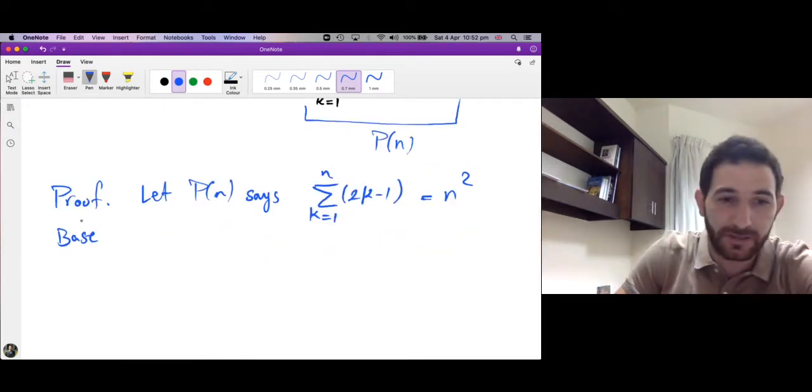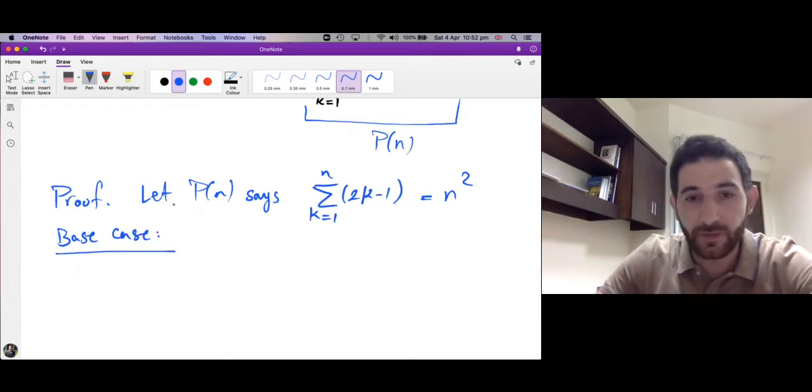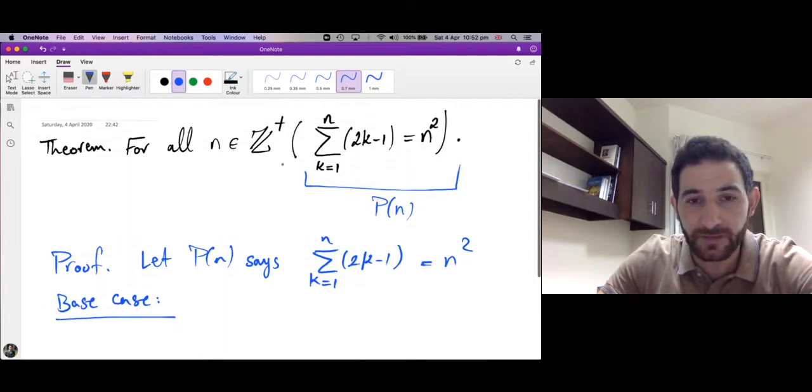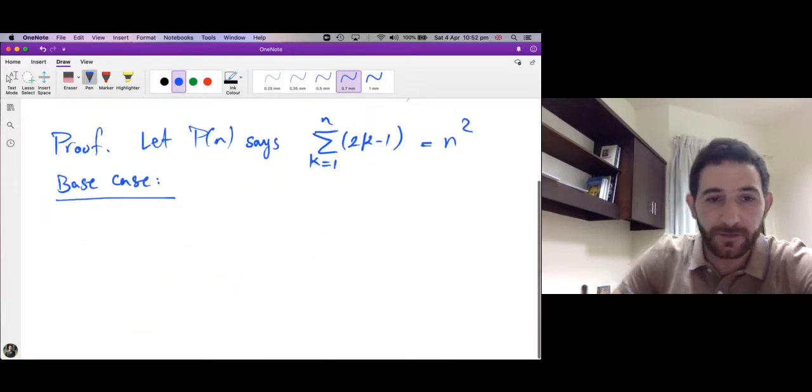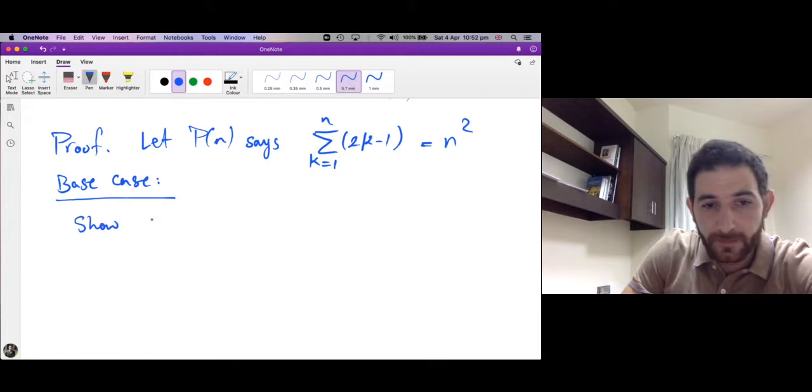So by mathematical induction, we need to do two things. First, we want to show that it holds for the first element in the domain, which is 1 here, because we are talking about positive integers. So we want to show that P of 1 is true.